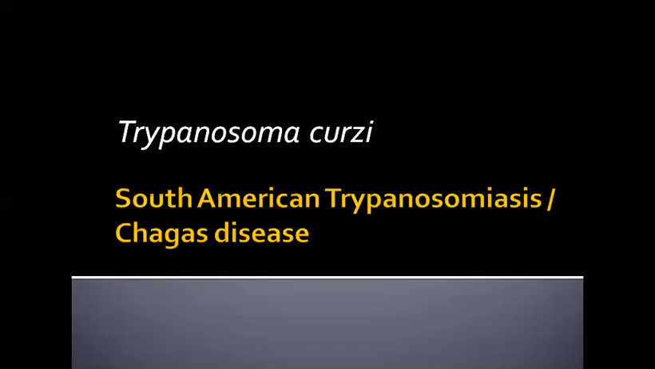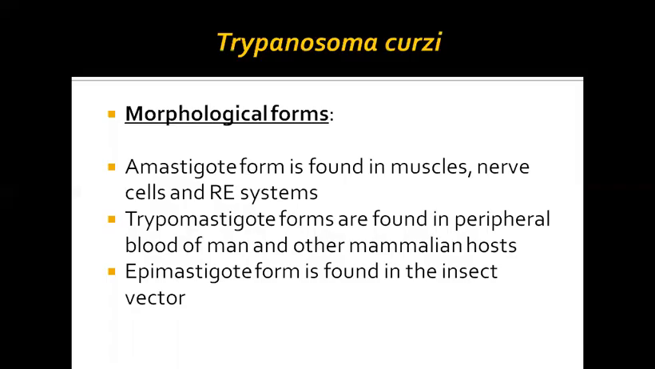Next, coming to Trypanosoma cruzi, which causes South American trypanosomiasis or Chagas disease. Coming to the morphological forms of Trypanosoma cruzi, it occurs as the amastigote form in the muscles, nerve cells, and cells of the reticuloendothelial system. Then it is seen in the trypomastigote forms, which are found in the peripheral blood of man and other mammalian hosts. And the epimastigote form is found in the insect vector.